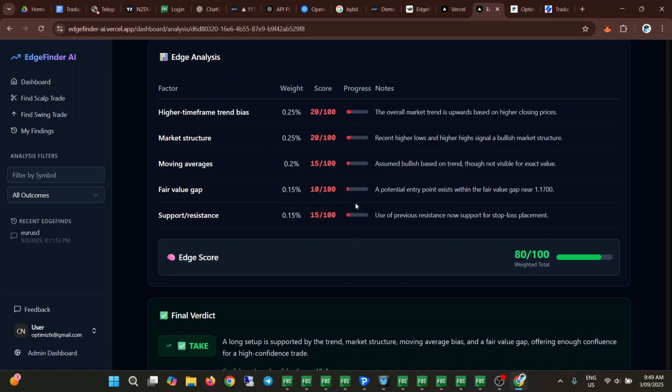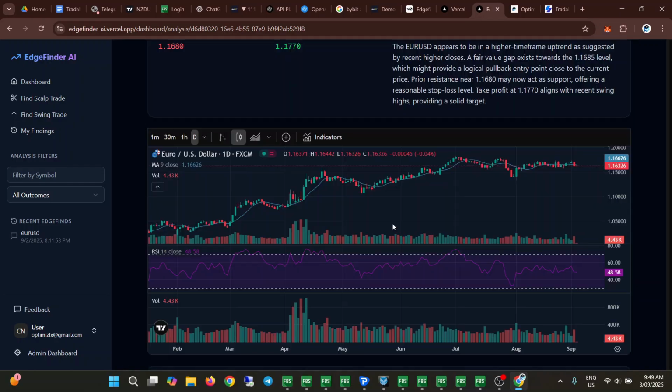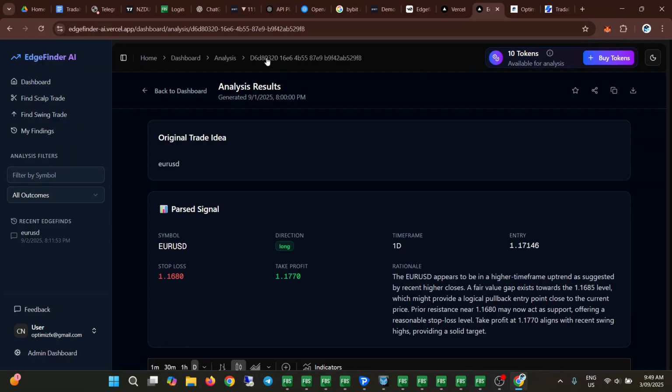Now these progress bars don't obviously work, and the scores are not working right now, but the weighted total of this trade was 80 to 100, which means it's looking like a really good trade to take. So you would trade based on this final verdict, and it gives you a suggested action. This page will probably change over time. I'll make it look better, but this is just a very early version of this app.